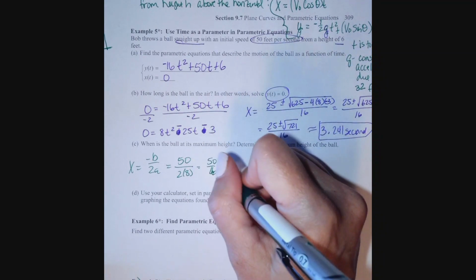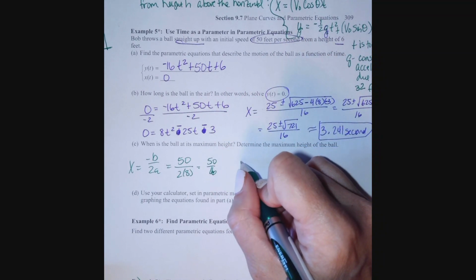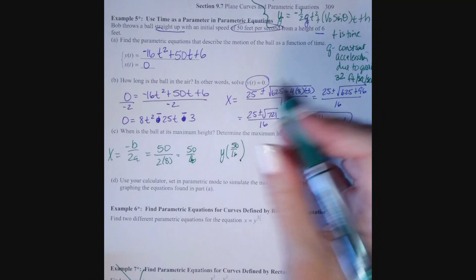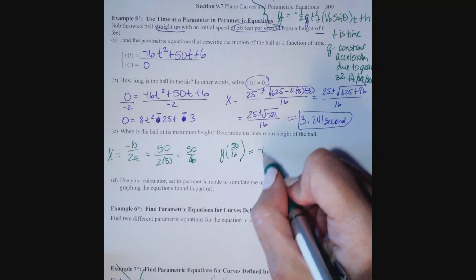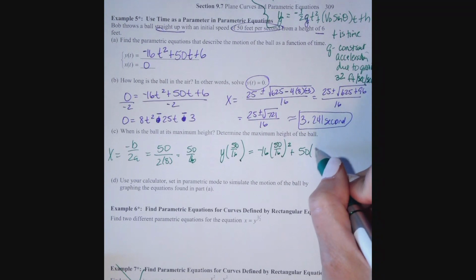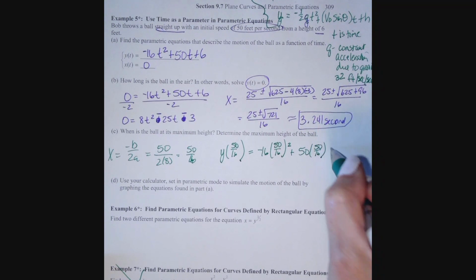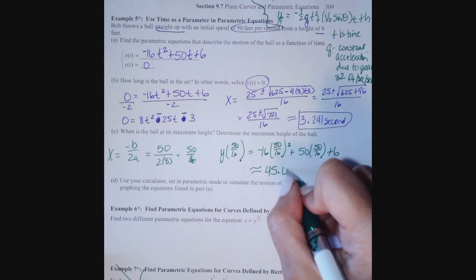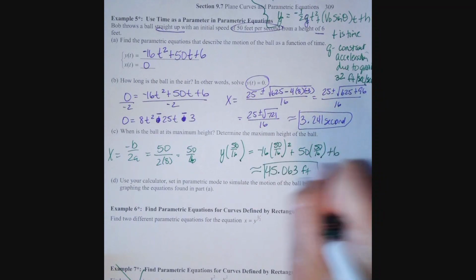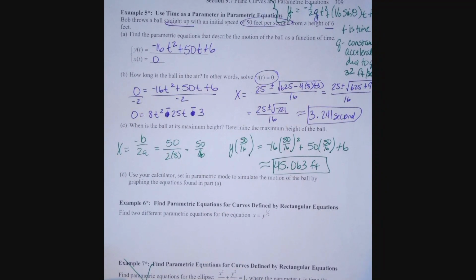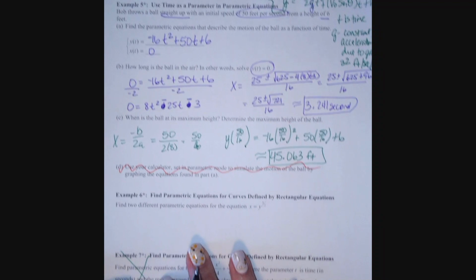And I'm going to take that 50/16 and plug it in to y. So y of 50/16 is going to give me the maximum height of my ball. So I have negative 16 times this squared plus 50 times 50 sixteenths plus 6. And what you should get out is that it gets to about 45.063 feet up before it drops. Now we're not going to use our calculator to check because we're not using a graphing calculator. You could plug it into decimals, I guess.